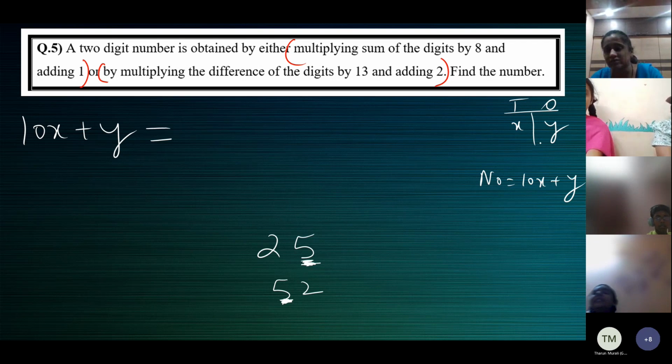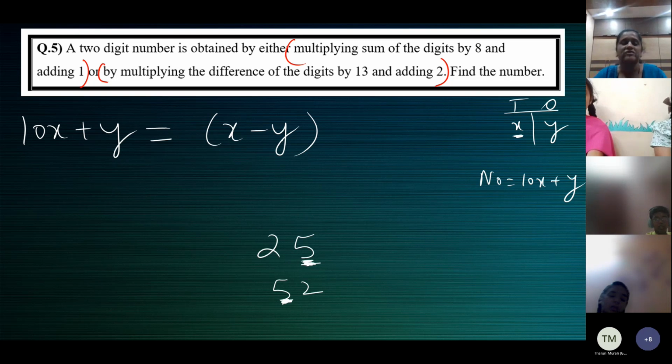Now this number, which is 10x plus y, where x is the tens digit and y is the units digit, you do not know which digit is greater. You do not know if x is greater or y is greater. So you will have to take both the cases. If x is greater, then it will be x minus y. If y is greater, it will be y minus x.